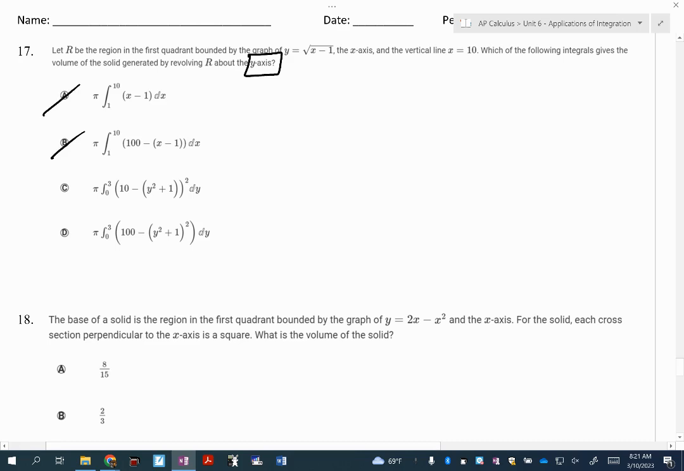Don't see dy on those two, so I don't even really know a whole lot. If you know you need to see dy when you revolve around a vertical axis, then you know you have a 50-50 shot here. So let's sketch it.